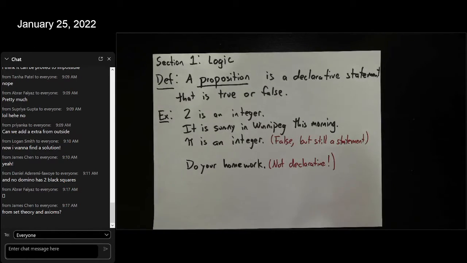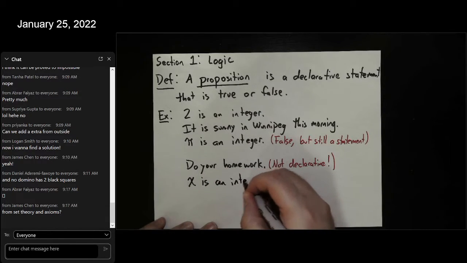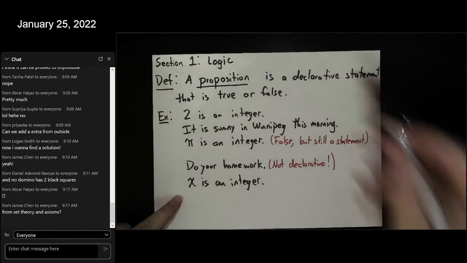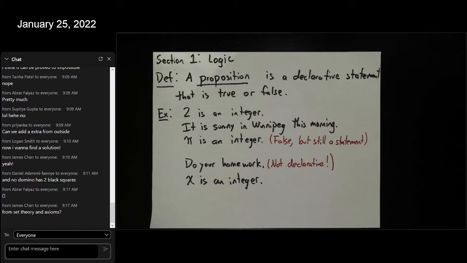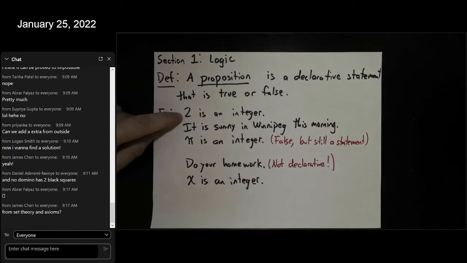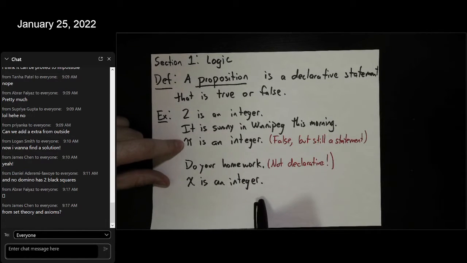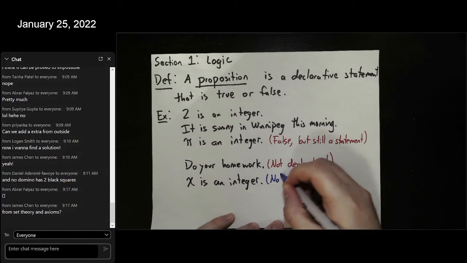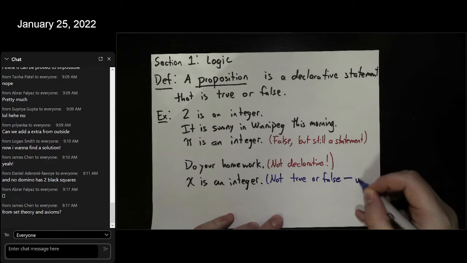I could also write down something like x is an integer. X is an integer is declarative, but I can't test if it's true or false. I need to know what x is. If x is 2, then the statement is true. If x is pi, then the statement is false. But it's not one or the other. It depends on the value of x. So this is not true or false unless I know what x is.